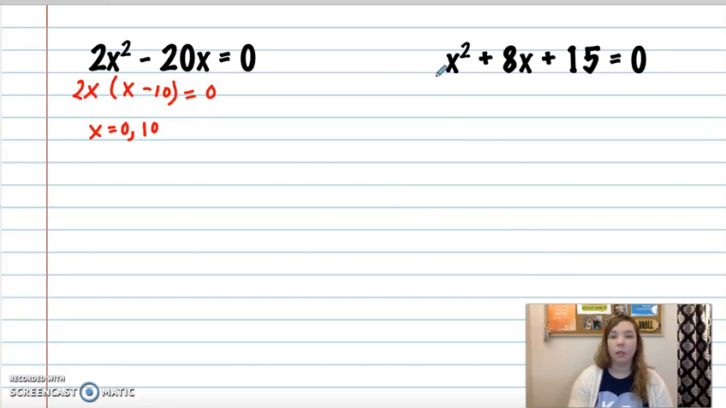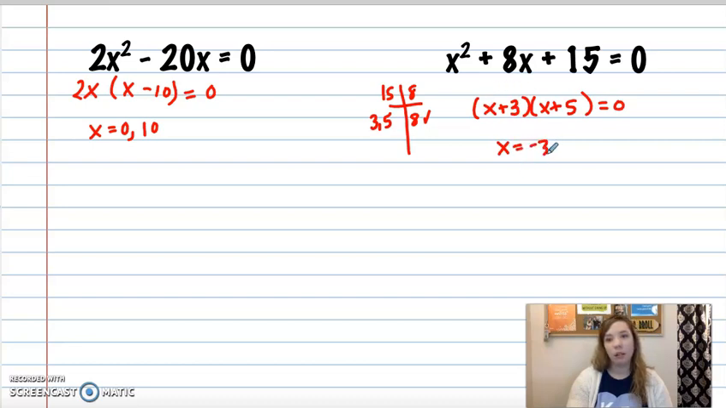All right, this one we want to factor. My leading coefficient is 1, so that's nice. I need factors of 15 that add to 8. So I think 3 and 5 are what we want. So we'd have x plus 3 times x plus 5 equals 0. And then I would need a negative 3 to make this piece 0, and a negative 5 to make that piece 0.